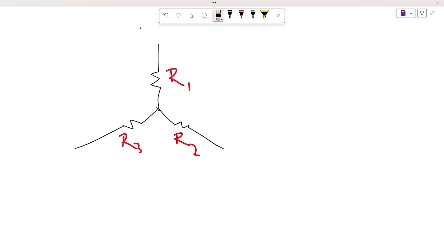So we are going to keep this one. If we have this star arrangement and we wanted to convert to the delta arrangement, let me just draw it again.